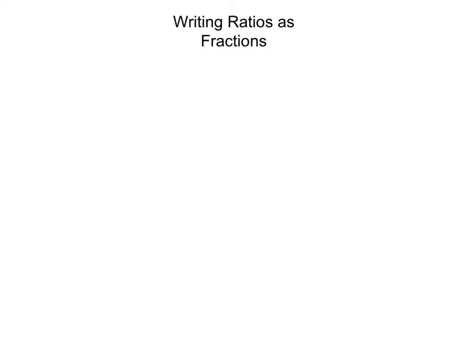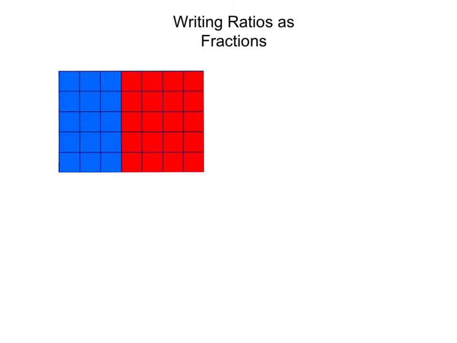Today we're going to take a look at writing ratios as fractions. Here are some blue and red squares. Now these squares can be expressed as a ratio by counting each of the blue squares and then counting each of the red squares. There are 15 blue squares and 20 red squares.